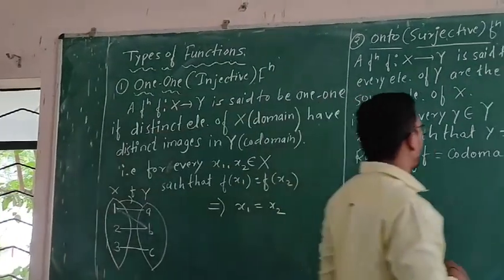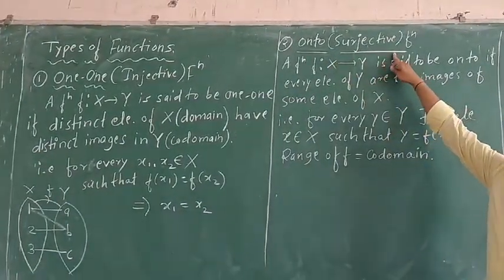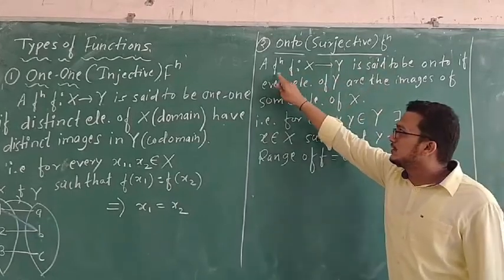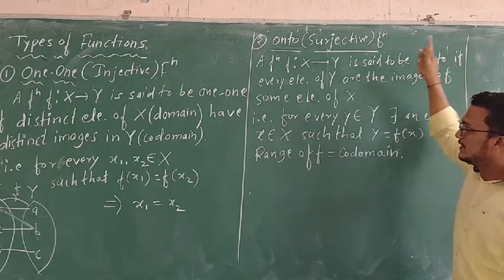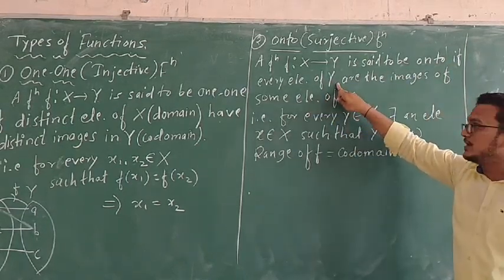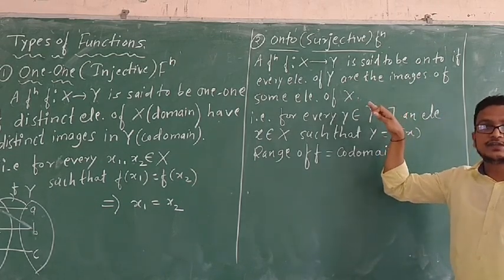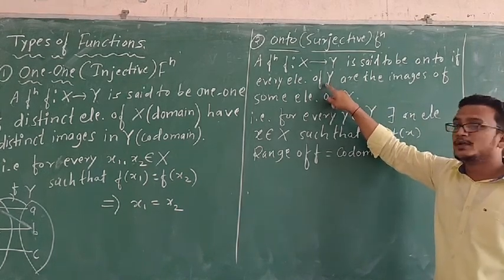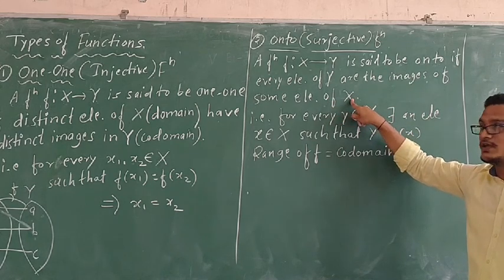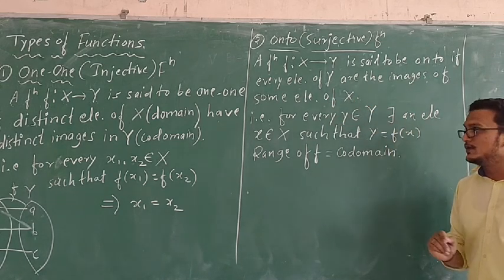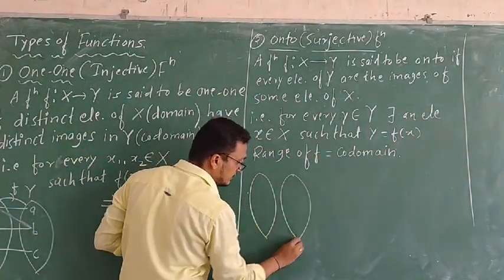Now come to the second type, that is onto function or surjective function. A function f from x to y is said to be onto if every element of y is the image of some element of x. In this definition, what is important is that every element of y should be the image of some element of x, and that function is called onto. Okay, so let us take the arrow diagram to be clear with the definition.